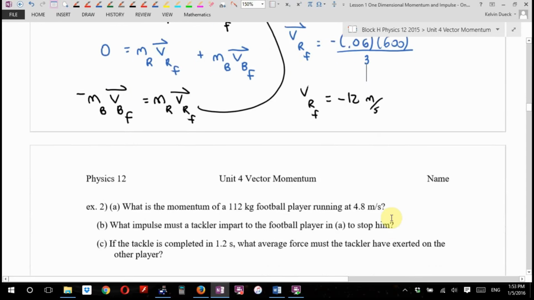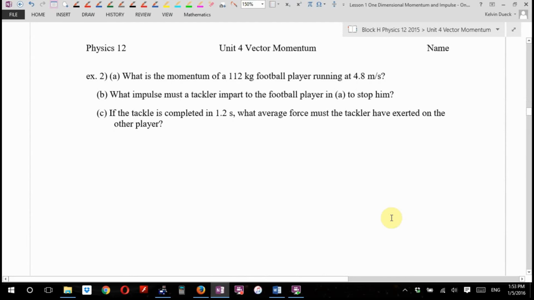Let's try another one. Football. Football tackles, American football tackles, are collisions. They're great examples of conservation of momentum.